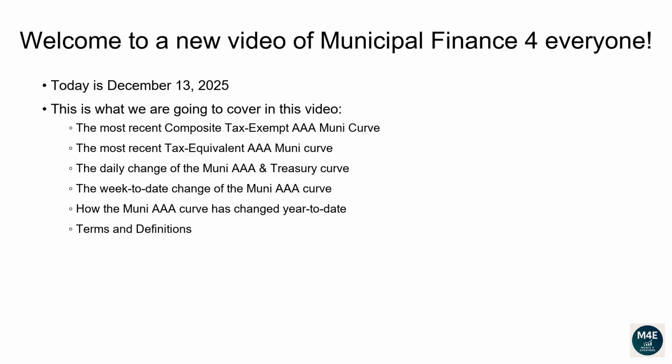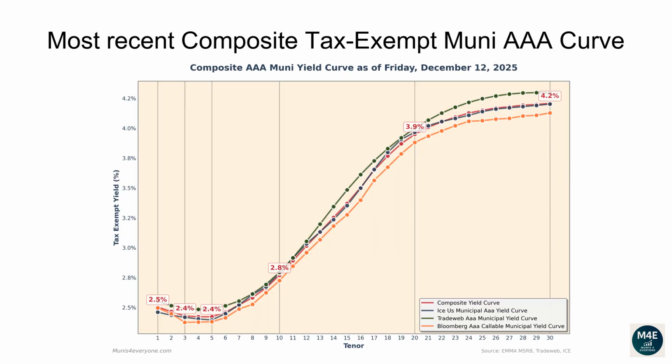Terms and definitions. Let's go over the most recent composite tax-exempt Muni AAA curve. The following composite tax-exempt yield curve is based off the most recent ICE, TradeWeb, Bloomberg yield curves that are available on the MSRB website, plus some proprietary extra adjustments, as of December 12, 2025.